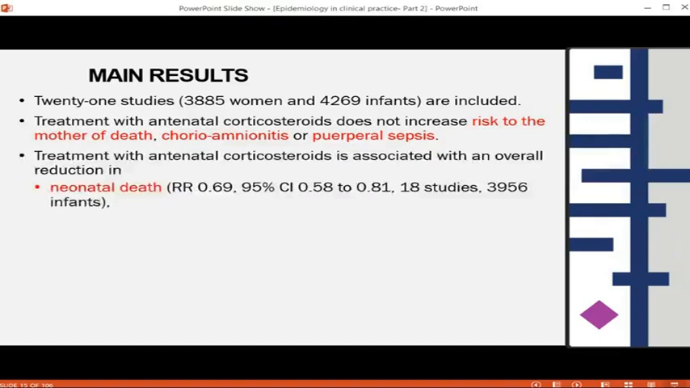But what this review confirmed, from 18 studies, is that neonatal death is reduced. And you're more confident of this because your confidence intervals are now 0.58 to 0.81. They're more narrow, right? Not very different from Liggins, but Liggins is a very large study and probably contributed a lot of weight to the overall result estimate.